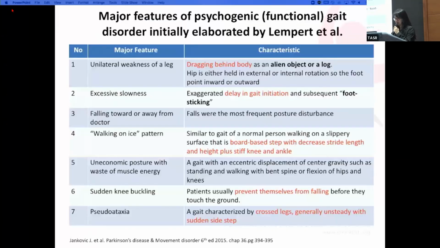These are the 7 features of psychogenic or functional gait disorder initially elaborated by Lempert. The most common features are knee buckling and walking on ice, which mimics ice skating or walking as if on slippery ground. The other common signs are highlighted in red.